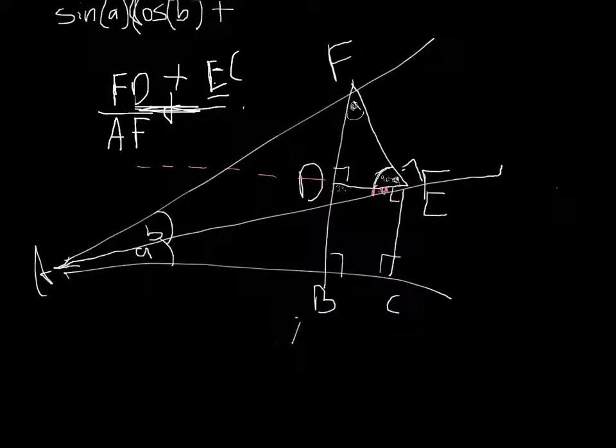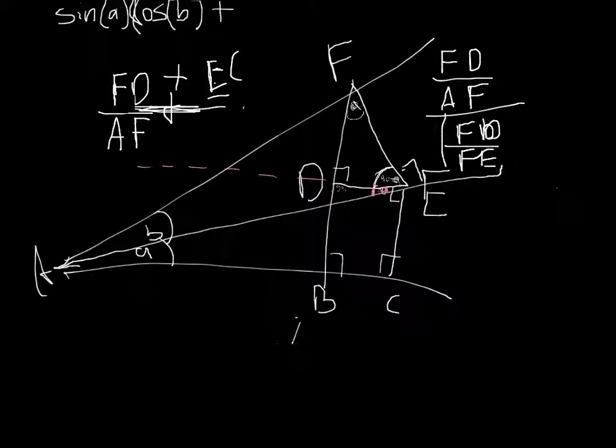So let's do the same thing with the next part. So we have, how do we get FD over AF? We know that FD over FE is going to be cosine of A, because we just showed that A is right here. Anyways, so we have cosine of A.